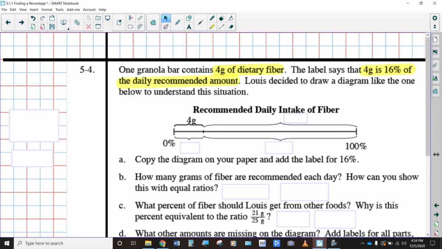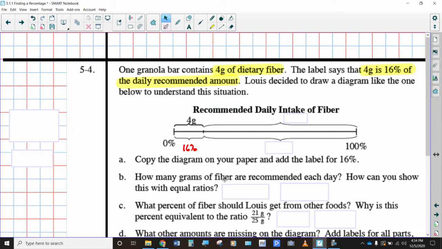Okay, so part A says copy this down and then add the label for 16%. So remember, 14 grams is equivalent to 16%. So this section right here, which is 14 grams, must also be the section that represents 16% of the daily recommended allowance.